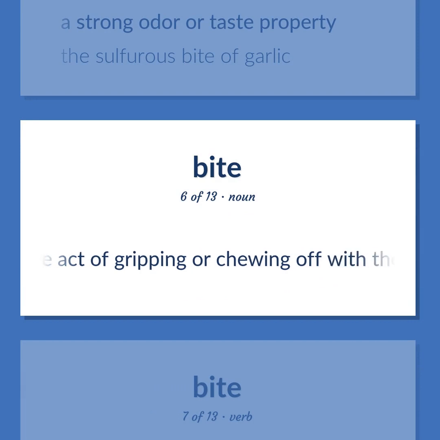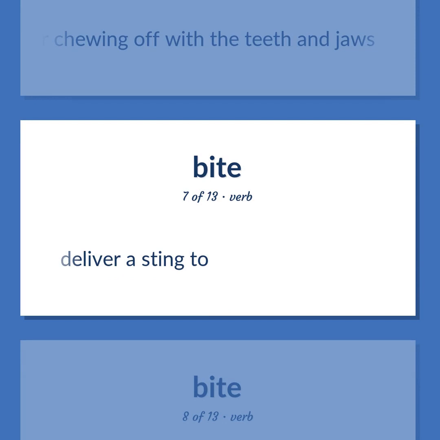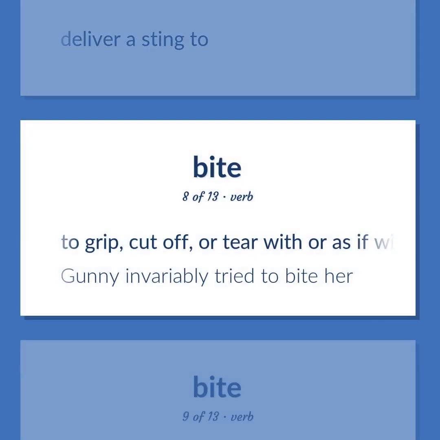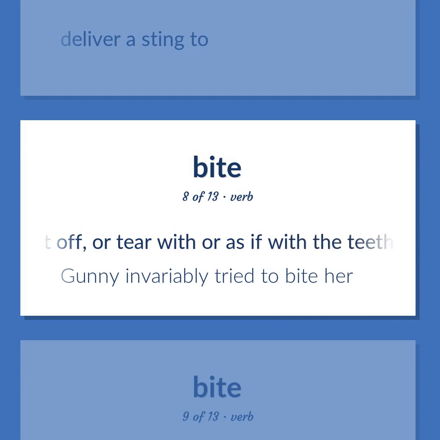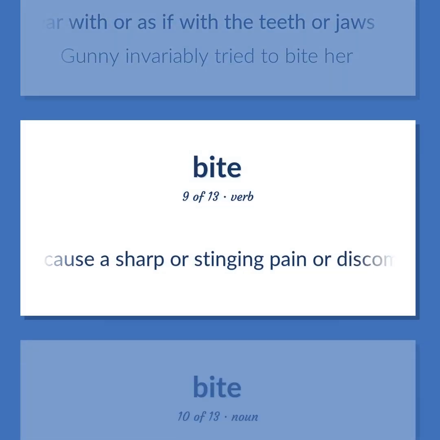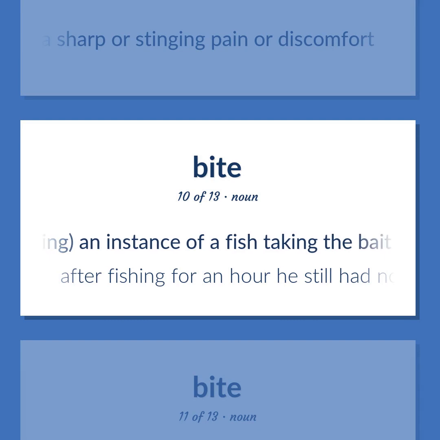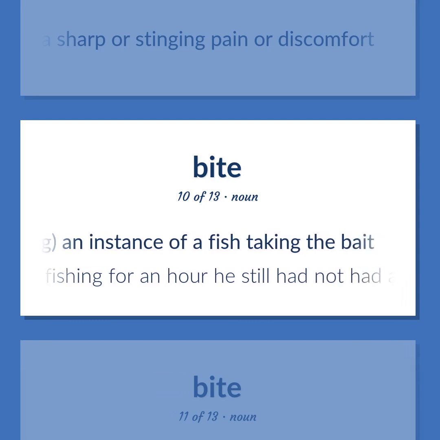The act of gripping or chewing off with the teeth and jaws. Deliver a sting to. To grip, cut off, or tear with or as if with the teeth or jaws. Gunny invariably tried to bite her. Cause a sharp or stinging pain or discomfort. Angling. An instance of a fish taking the bait. After fishing for an hour he still had not had a bite.